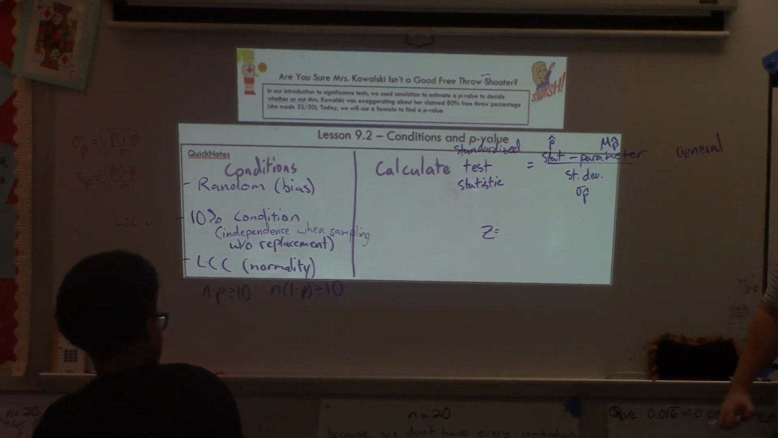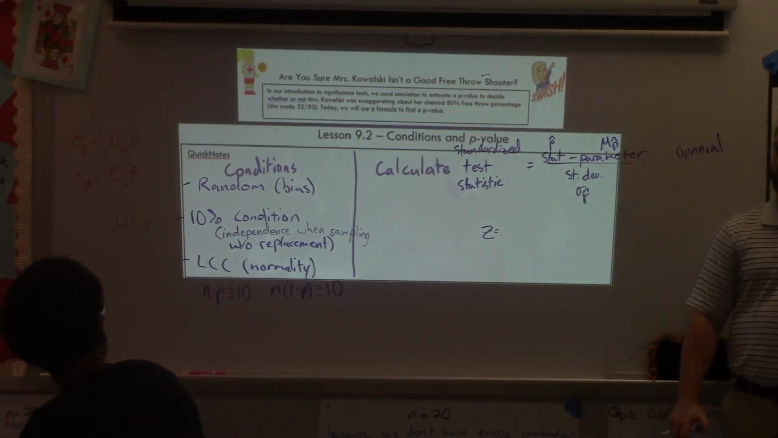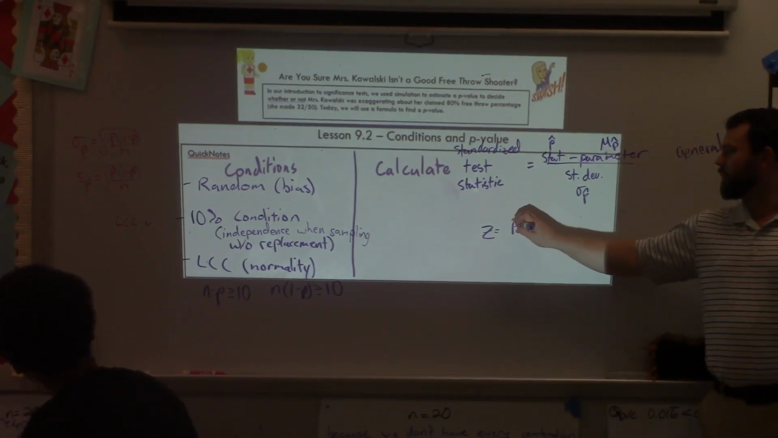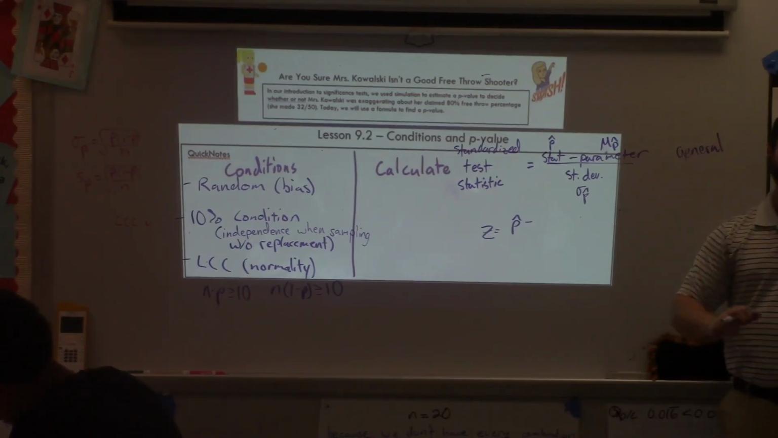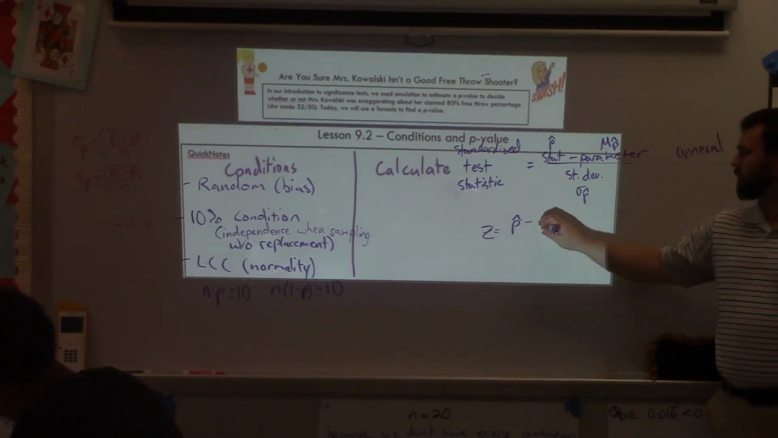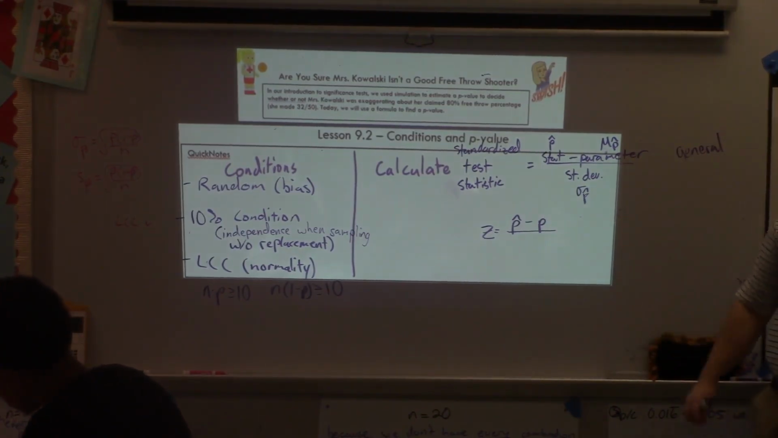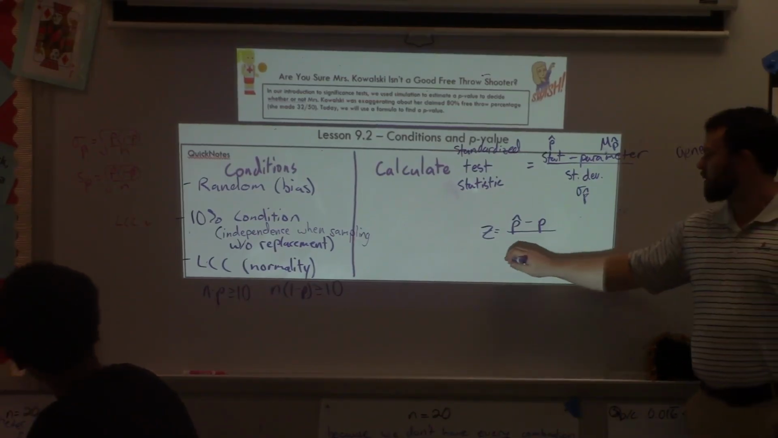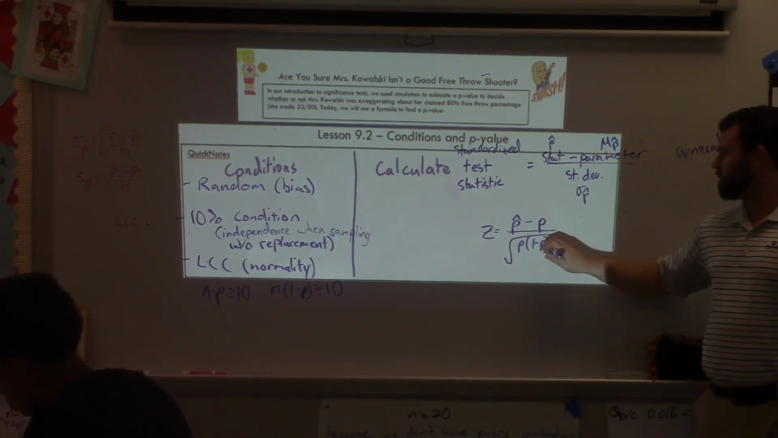Alright, so what's the statistic we're going to put in there? The p hat. What's the parameter that we're going to put in for mu sub p hat? P. Divided by, what's the standard deviation we use for sigma sub p hat? The square root of p times 1 minus p divided by n.